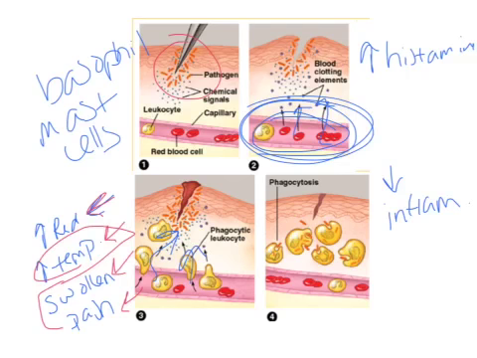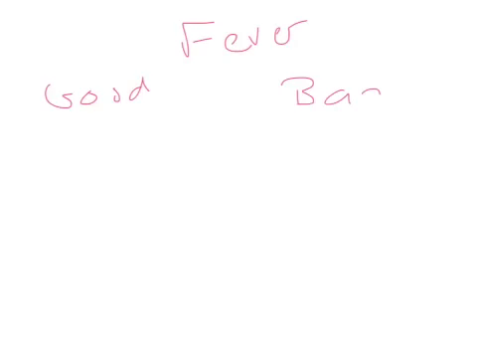So the last one we're going to talk about real quick is a fever, because a lot of times a fever will go hand in hand with an inflammatory response. What we would need to decide with our fever is whether it is good or bad, because a fever is not always the emergency that we make it out to be. A fever happens because those cytokines stimulate the brain to make prostaglandins.